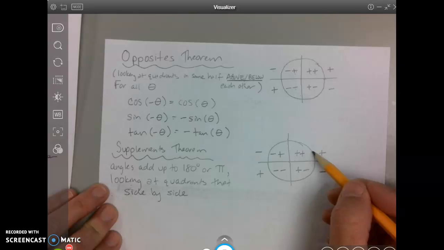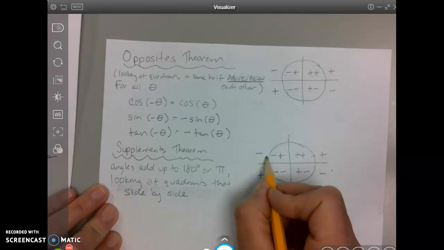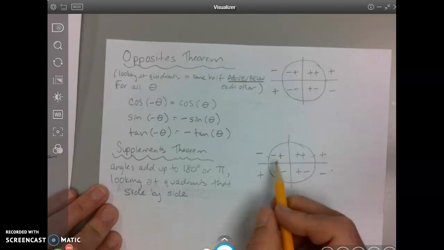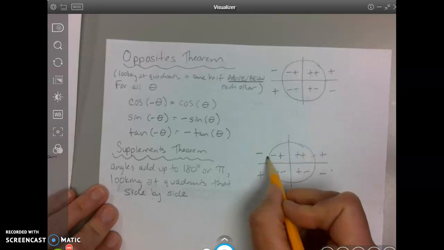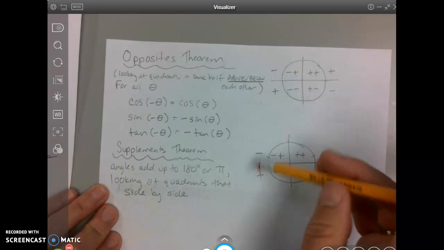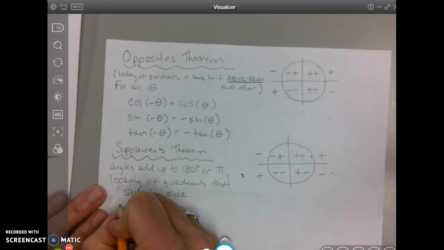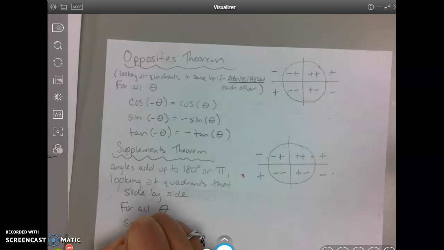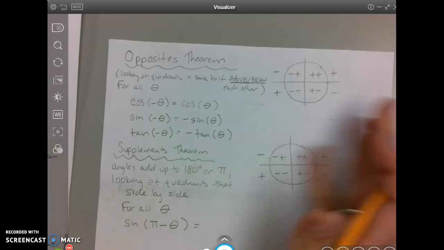Because, for instance, if I'm in quadrant 1, 20 degrees here and 160 degrees here, they're both 20 degrees off of the x-axis. Everything we do, by the way, is measured from the x-axis. This is 20 degrees up, this is 20 degrees up. 20 and 160 adds to 180. So that's what we're looking at, angles that are supplements of one another. So for all theta, the sine of pi minus theta equals, well, let's look.